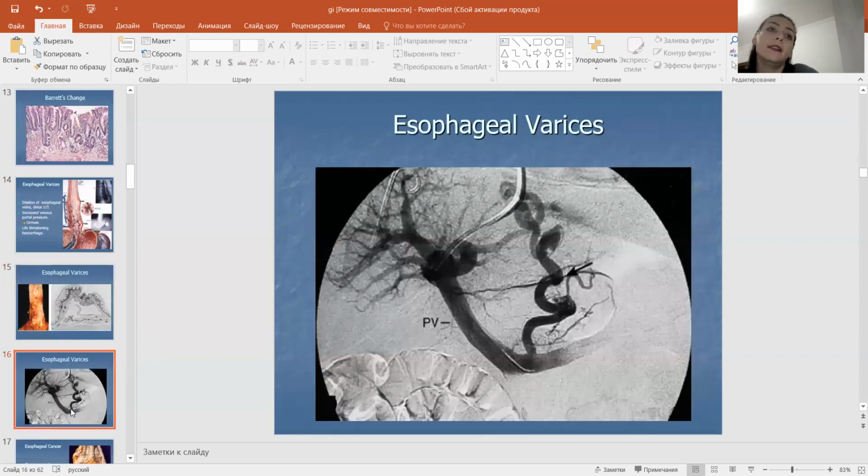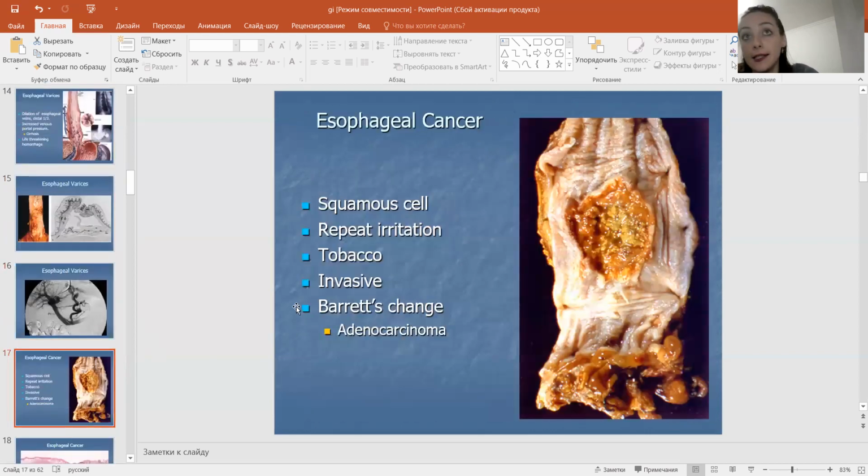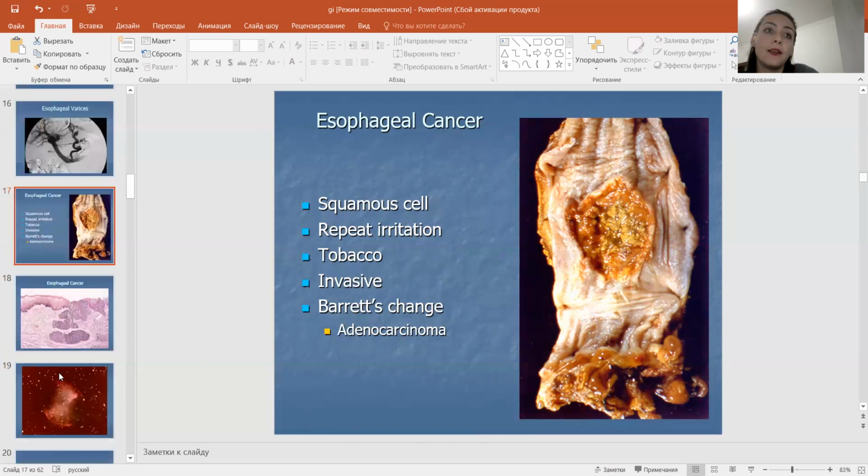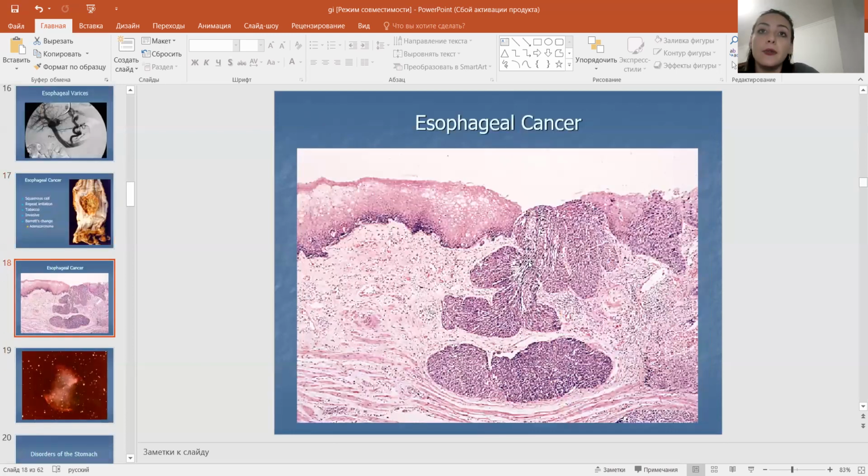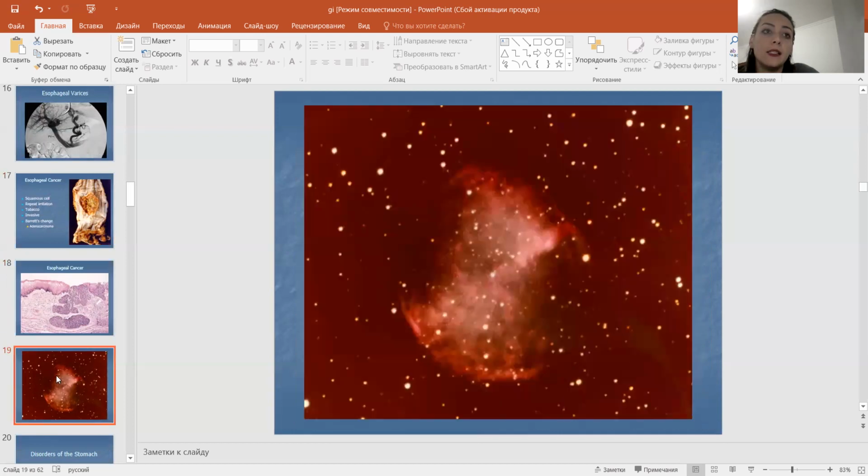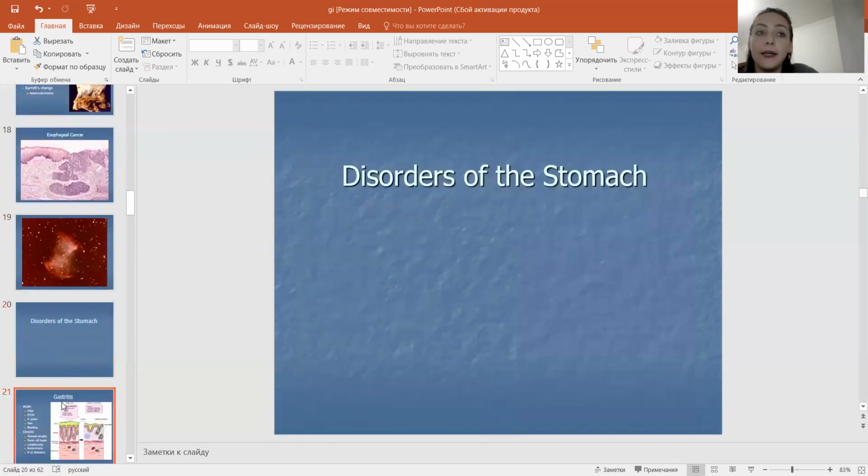Esophageal varices, and esophageal cancer. Squamous cell carcinoma, with repeated irritation, tobacco. It is also invasive, and it may start after Barrett's change. So Barrett's change is a precondition of adenocarcinoma. Esophageal cancer, you can see how pathological this is, and now disorders of the stomach.